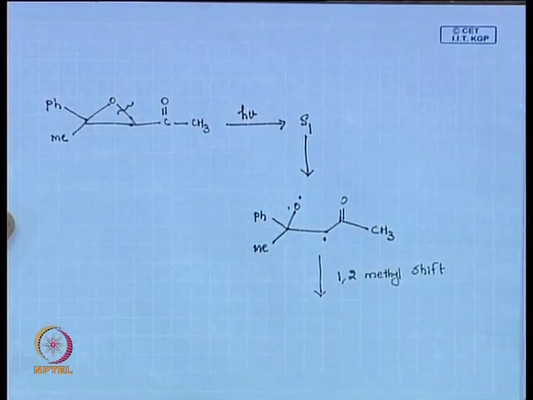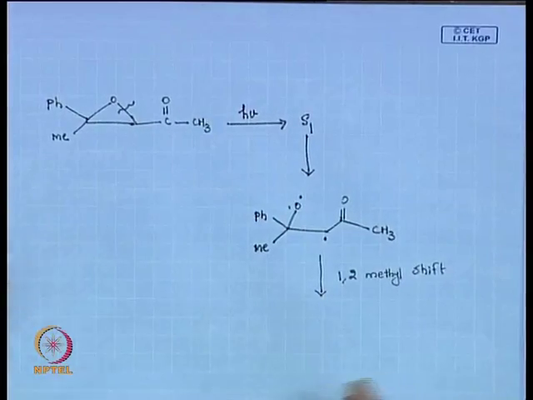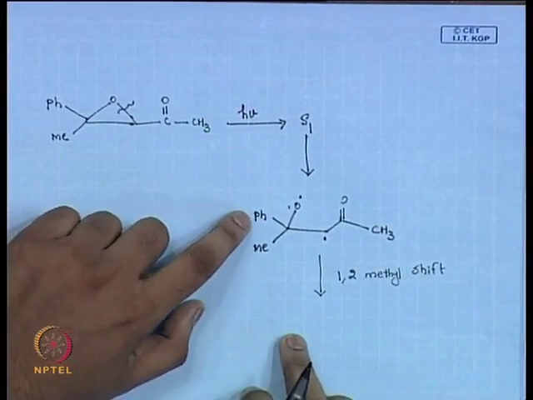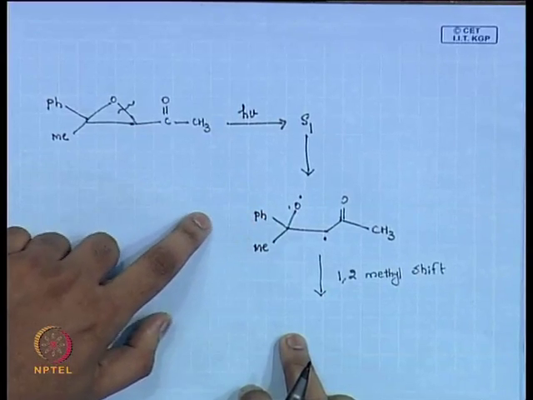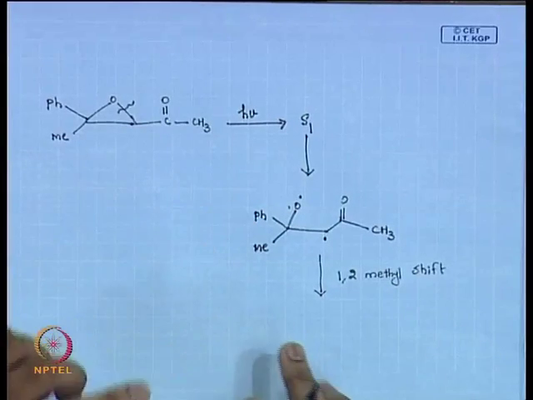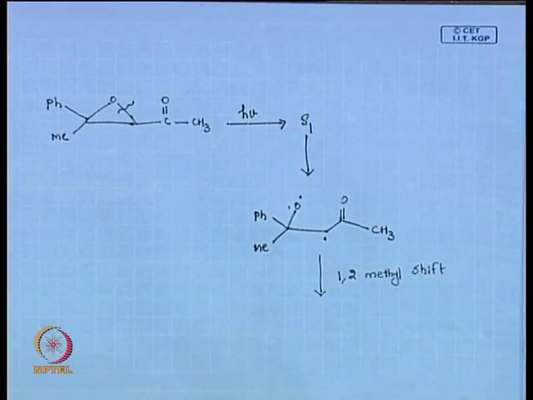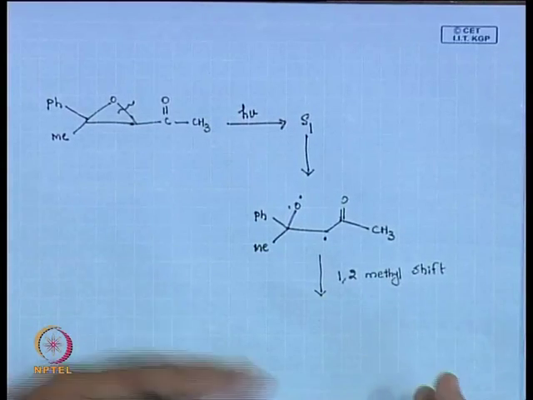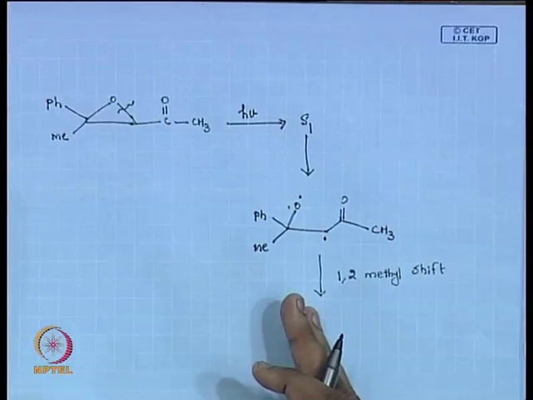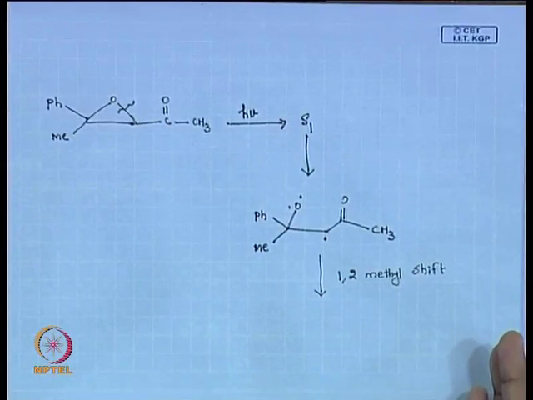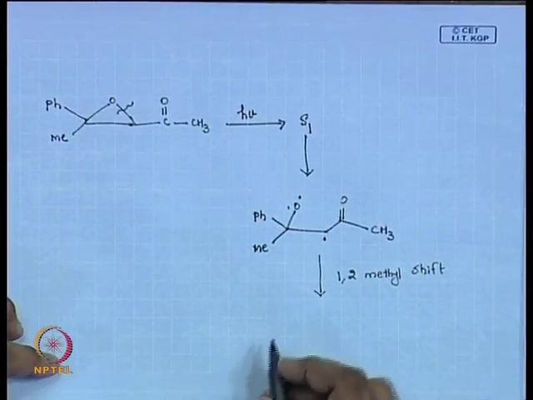Anything wrong? Yes. That is what you have to remember. If instead of phenyl I have some other group, you should not think about moving only your methyl. It depends upon which undergoes a faster shift. In this case it is methyl. I cannot take my phenyl dot. It is very hard to generate that.